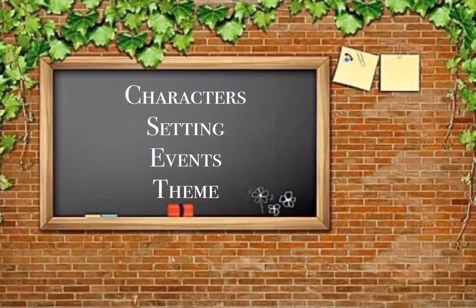Again, remember, the 4 important elements of a story are characters: people, animals, plants, and other imaginary actors in the story; the setting, the place and time of the story; the events, things that happened from the beginning to end; and lastly, the theme, the lesson that you learned from the story.